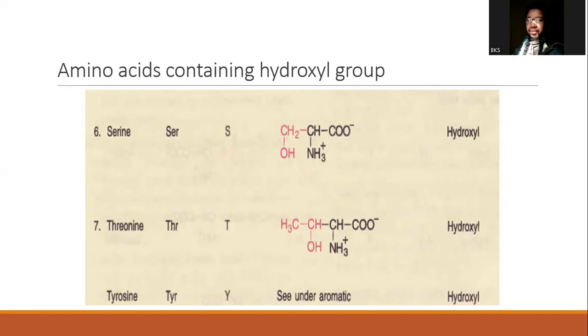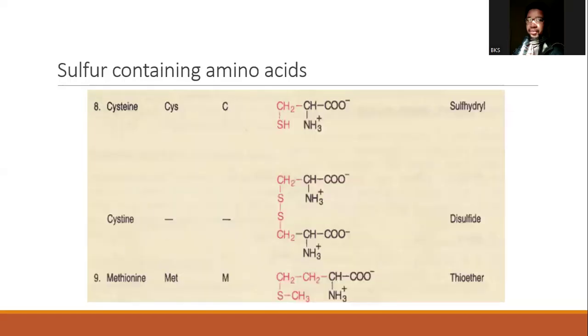Then tyrosine. In tyrosine, attached to the alpha carbon, we have a beta carbon. Attached to the beta carbon, we have a benzyl ring. Attached to the benzyl ring, we have an OH group. That made it to be tyrosine. The OH group, like we said, is what differentiates phenylalanine from tyrosine. We'll see.